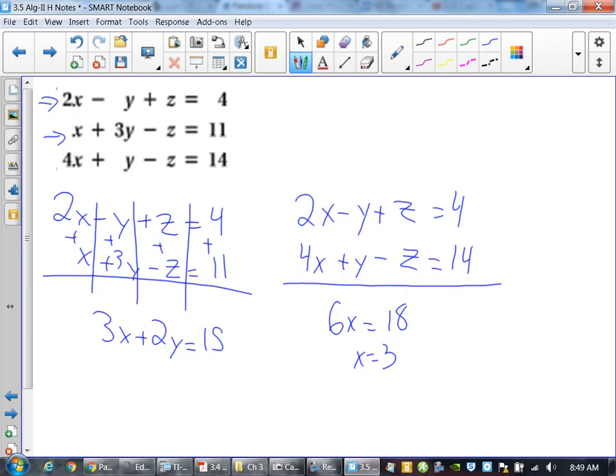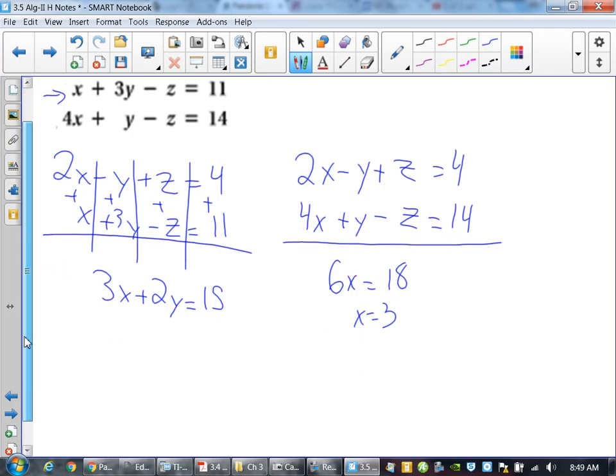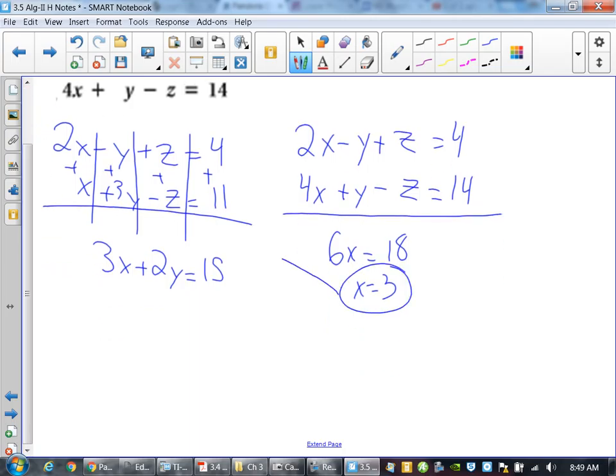This one, you get x equals 3. So then we have 9 plus 2y is 15. So 2y is 6, so we have y is 3. So we have 3, 3, and then we have to figure out z still. Yay! Plug them both in.